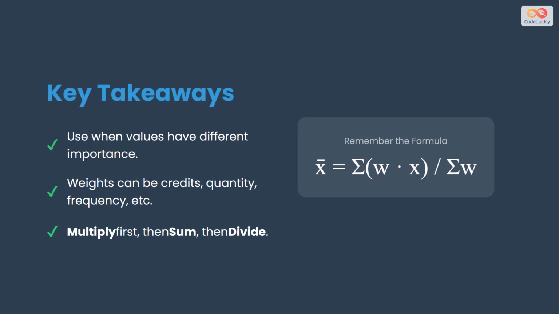To wrap up, remember to use the weighted mean whenever your data points have varying degrees of importance, like credits, frequency, or volume. The process is always the same. Multiply each value by its weight, sum those products up, and divide by the sum of the weights.